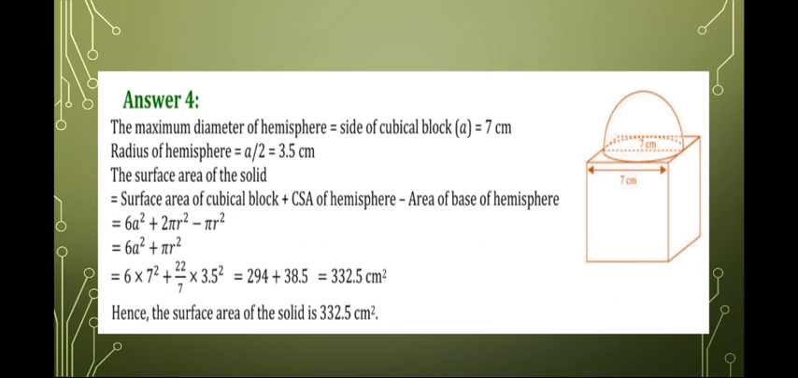Now just put the formula. Surface area of a cubical box is 6a square. Curved surface area of a hemisphere is 2 pi r square. Area of the base of the hemisphere is pi r square. Put the values of a and r as 7 and 3.5 respectively. You will get the surface area of the solid equal to 332.5 centimeter square.